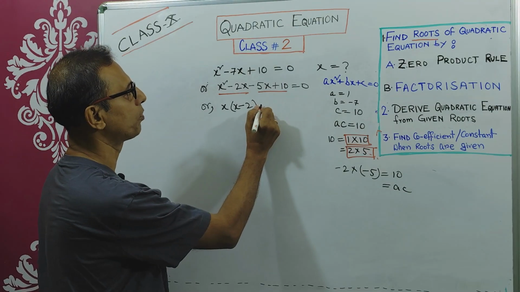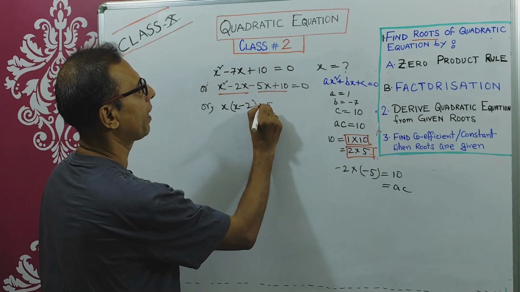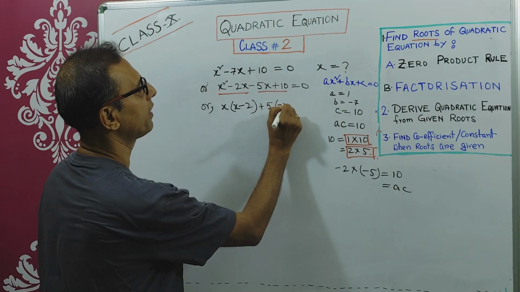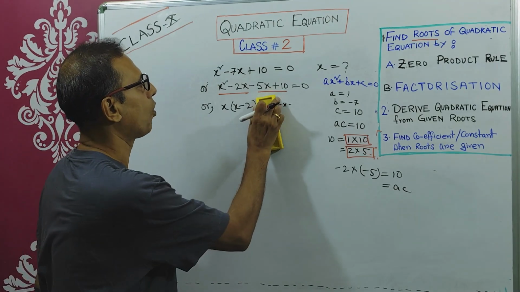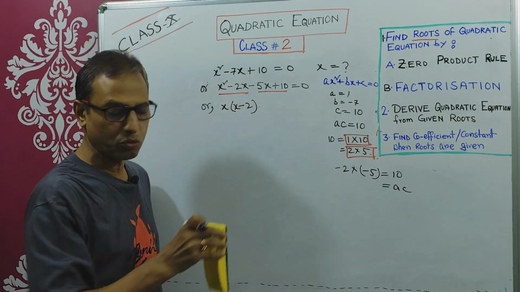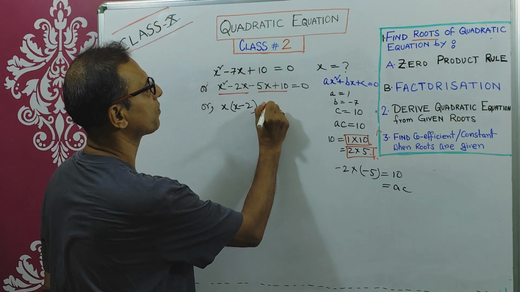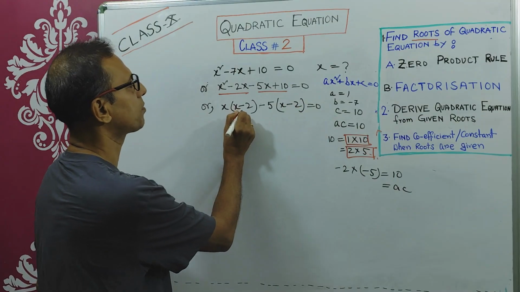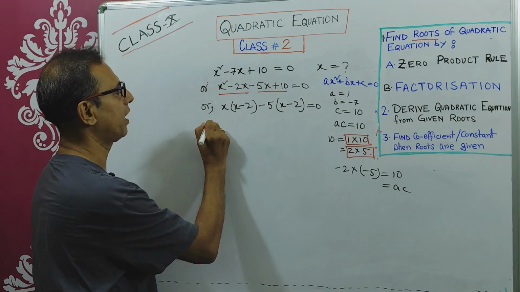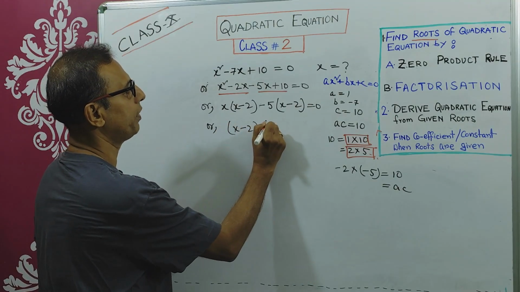So you cannot take any common, right? If I say plus 5, then it will be minus x minus 2. No, I will not do so. What I will do is make the common factor. Here it is x minus 2. I need to make the same factor here. So I will take minus 5 into x minus 2 equals to 0. Now x minus 2 is common from these two sides. I am taking x minus 2 as common factor into x minus 5.